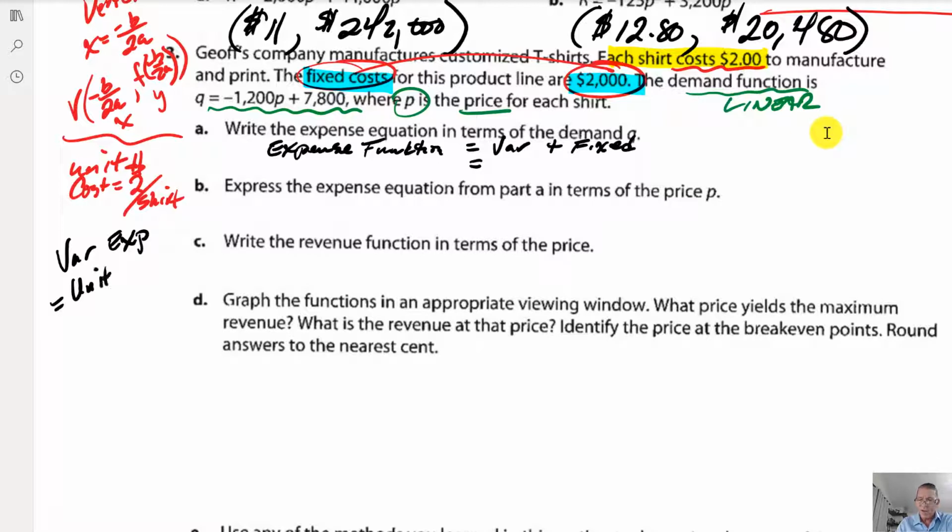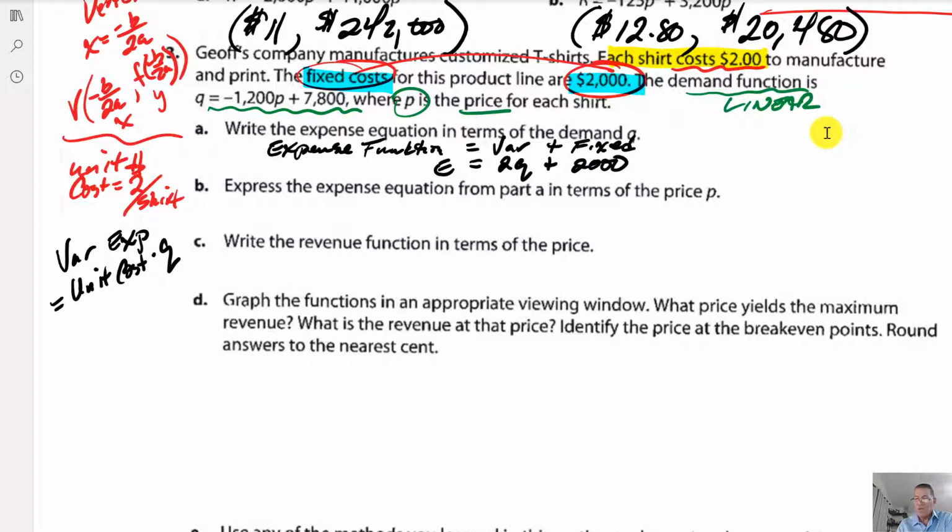So for us, for this one right here, it's 2 times Q, plus the fixed cost of 2,000. So I have an expense function now. So the total expenses in this situation is 2 times Q, where Q is quantity here, plus 2,000 more. That's called the expense function. Now notice it's in terms of Q, it's in terms of the demand Q. What we need is the expense function in terms of price.